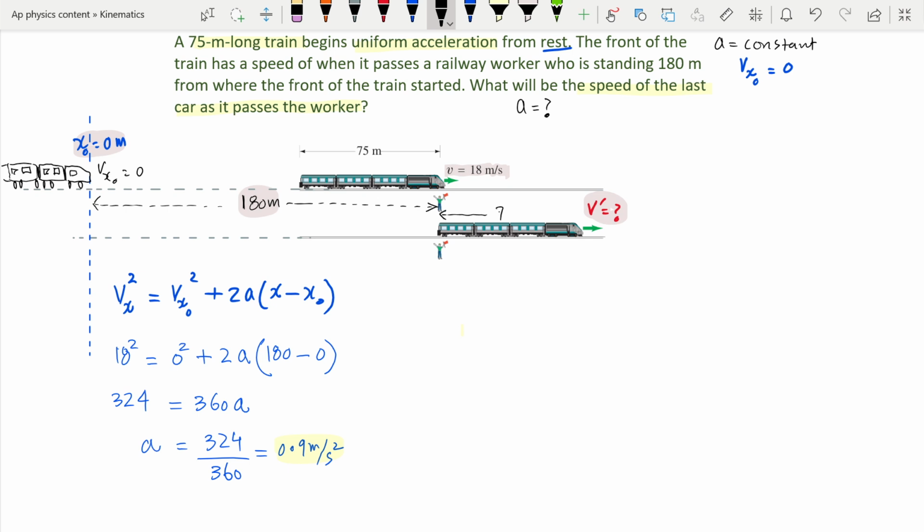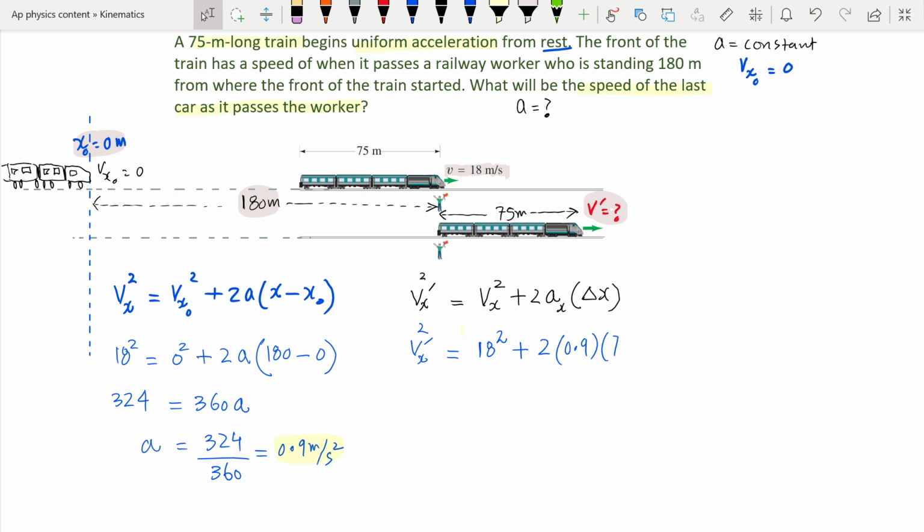that is 75 meters. If you use this, we can once again use this equation because we have all the other data available. But now I will say that vx prime square is equal to vx square, which is 18 square, our initial velocity in this case, plus 2 times the constant acceleration into the displacement covered, which is 75 meters, so 2 into 0.9 into 75.